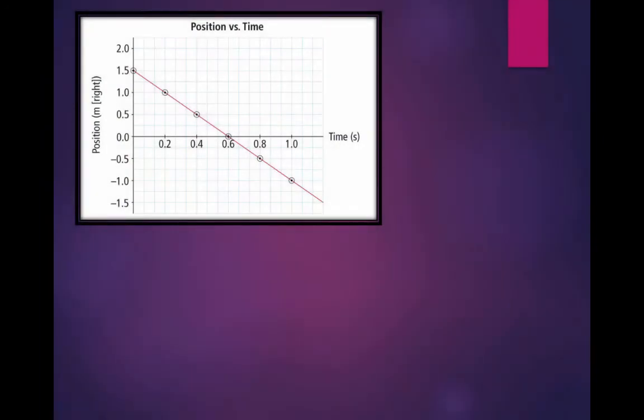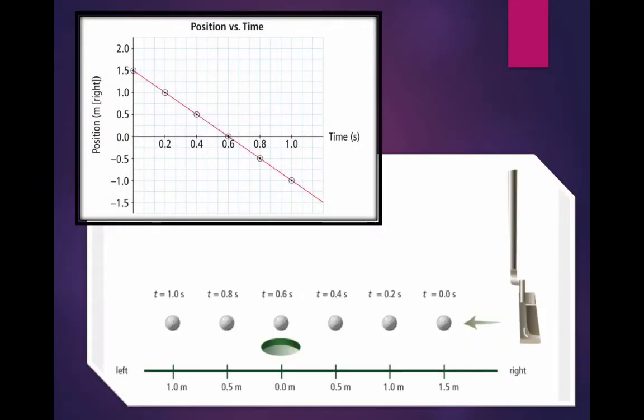What is a real-life example of a position time graph like our last example? An example of this might be a golfer who has a ball at rest 1.5 meters to the right of the hole. He putts it and it approaches the hole and passes the hole and continues to move past it to the left.